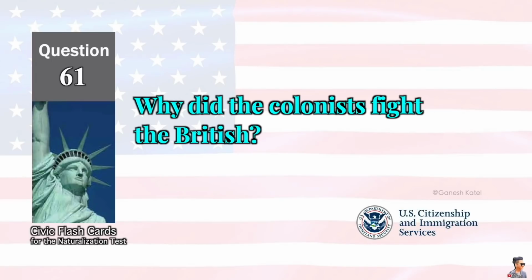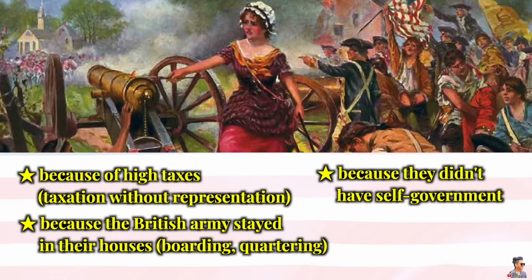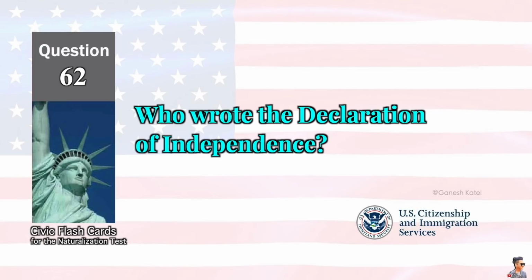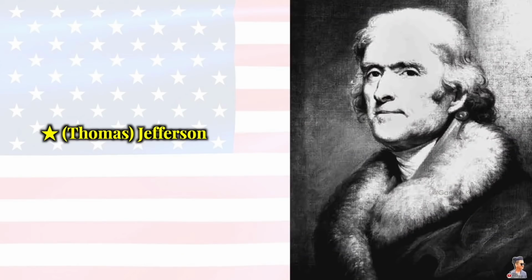Why did the colonists fight the British? Because of high taxes, taxation without representation. Because the British Army stayed in their houses, boarding, quartering. Because they didn't have self-government. Who wrote the Declaration of Independence? Thomas Jefferson.